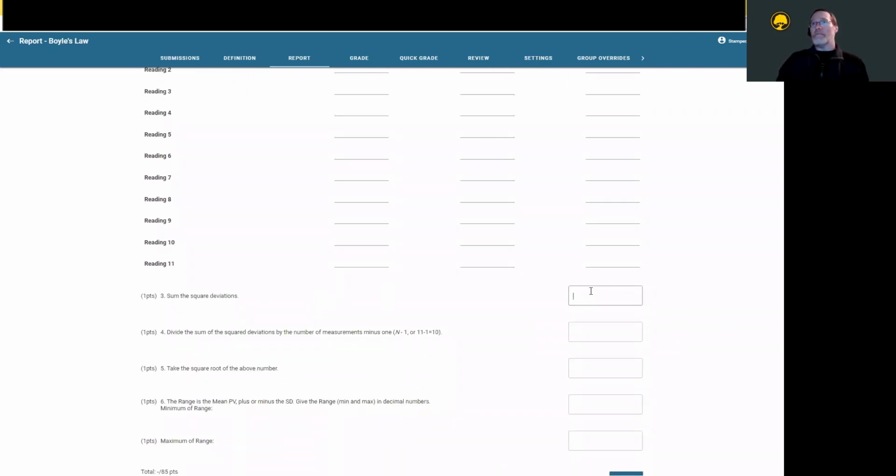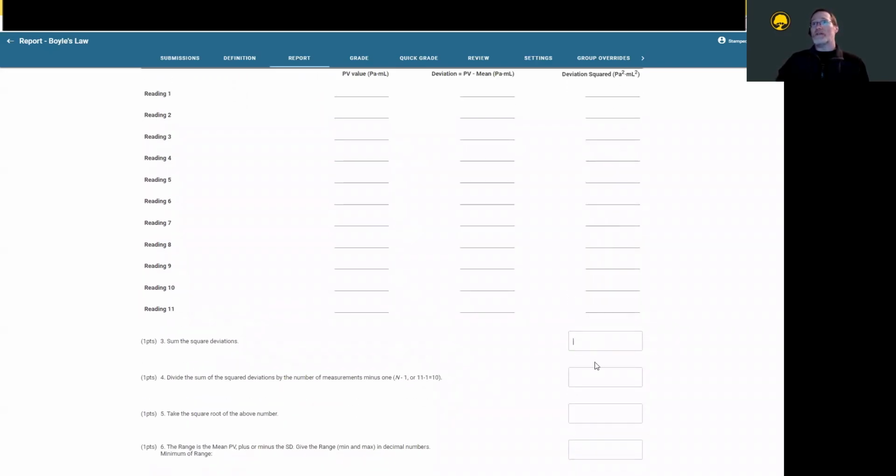Then they tell you to sum, to add together all of these squared deviations. So everything in this column gets added up to a big number there. Divide it by the number of measurements minus 1. This is a statistical thing, and if you take a stats class, which I highly advise if you're staying in science, you can hear the arguments about why we do this. But since we took 11 measurements, we're going to be dividing by 10. So it's literally that number divided by 10.